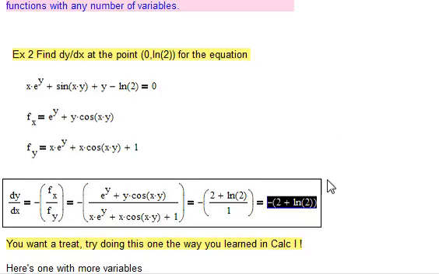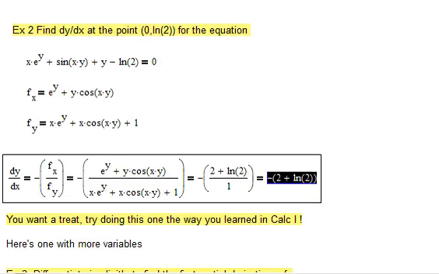That's actually the slope of the tangent line to this. The graph of this curve, whatever it may look like, has a tangent line. I guess it would be y minus ln of 2 equals this slope times x minus 0. Try doing it this way, the way you learn in Calc 1, and it's a little bit painful.